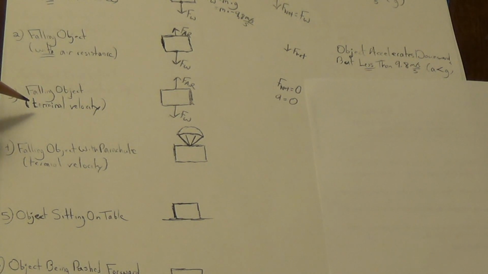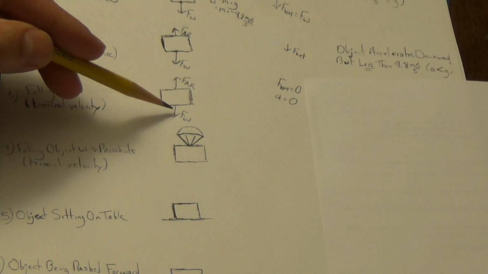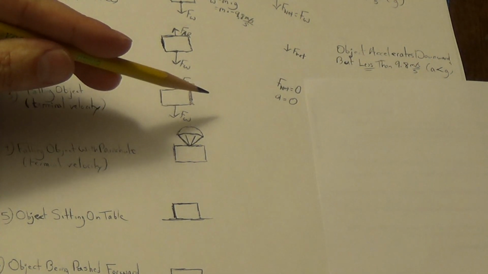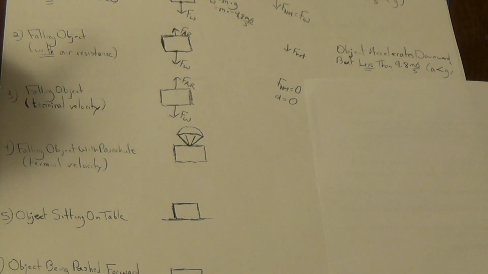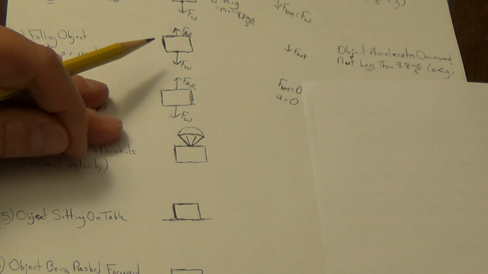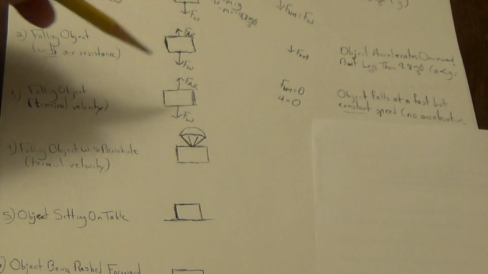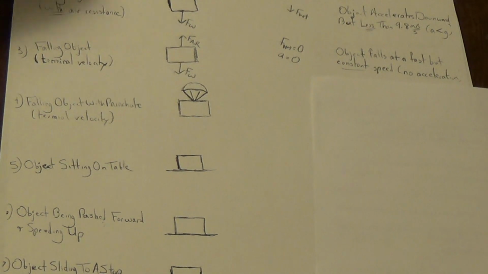And that's why they call this terminal velocity, because that's the highest speed you're going to reach. Once the air resistance pushing you up equals your weight pushing you down, then you stop accelerating and you stay falling at that constant speed. And so the resulting motion, we can read that as an object falls at a fast but constant speed. There is no acceleration.